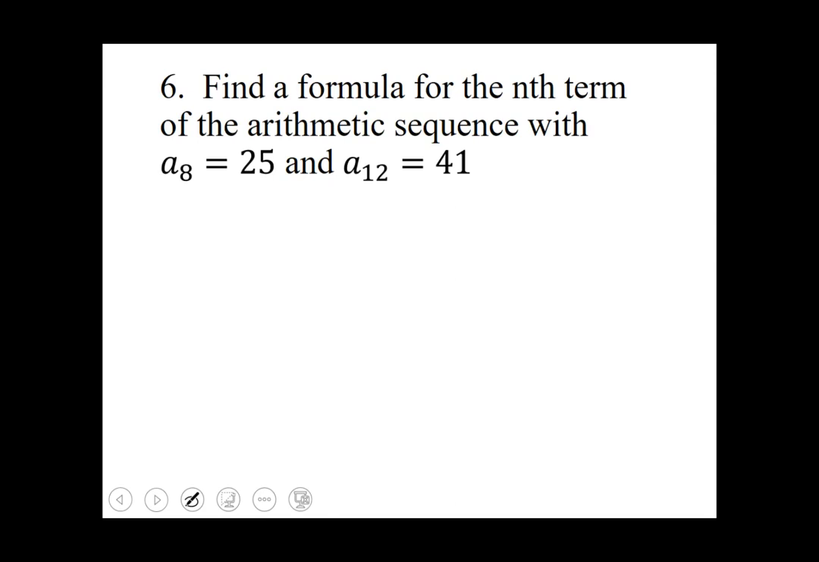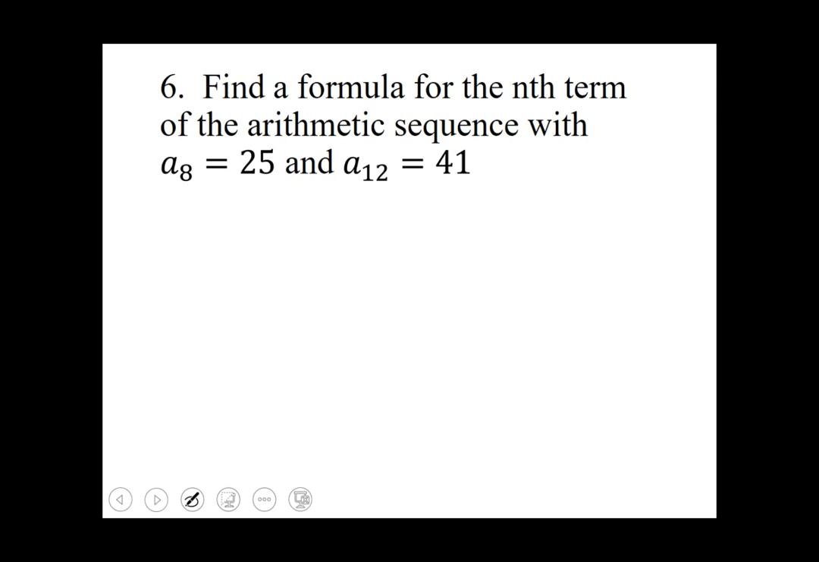So here in number 6, find a formula for the nth term if you know the 8th term and you know the 12th term. So in a case like this, we don't have the first term and we don't have the common difference. So there's actually a lot of information that we need to find. And the first thing you're pretty much always going to find is the common difference.